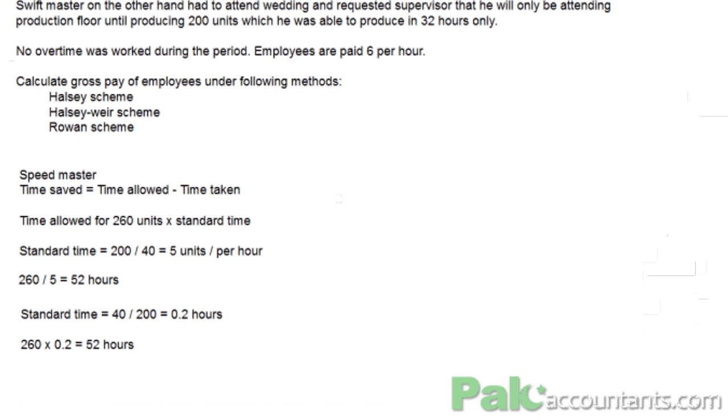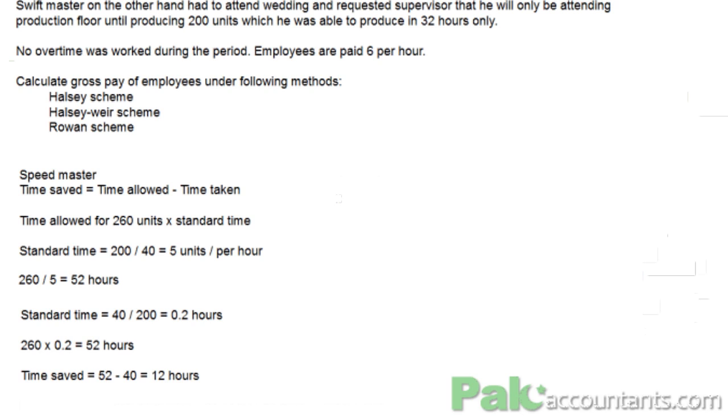He was allowed time on the basis of the actual output. He was supposed to complete it in 52 hours, but the time taken by him was 40 hours. So now we can calculate the time saved, which is 52 minus 40 equals 12 hours. He has saved 12 hours of work by increasing his efficiency over time.